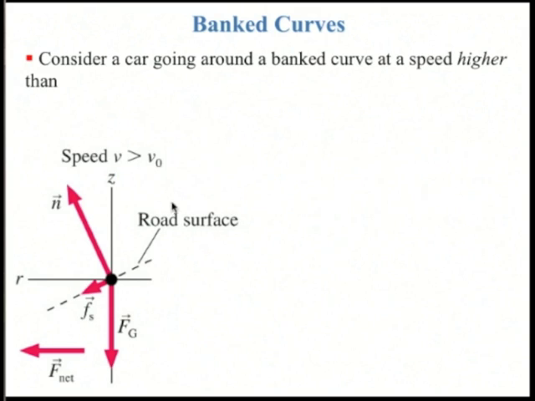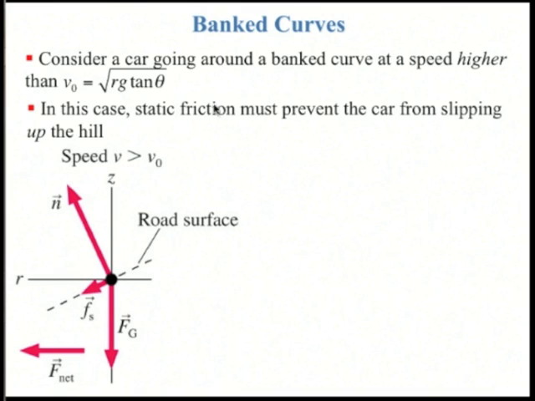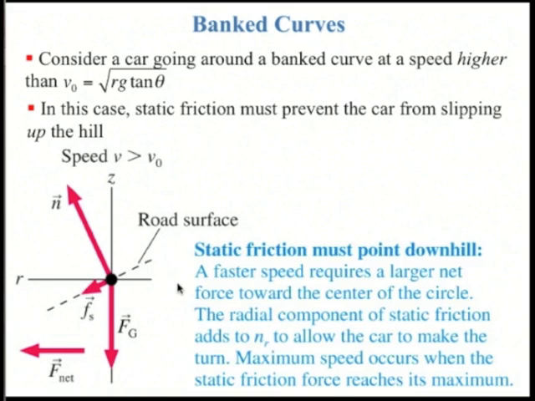If a car is going faster than that speed, so here's a free body diagram of the same car with speed greater than square root of r g tan theta, then static friction between the road and the wheels of the car must point down the hill to prevent the car from slipping up the hill.